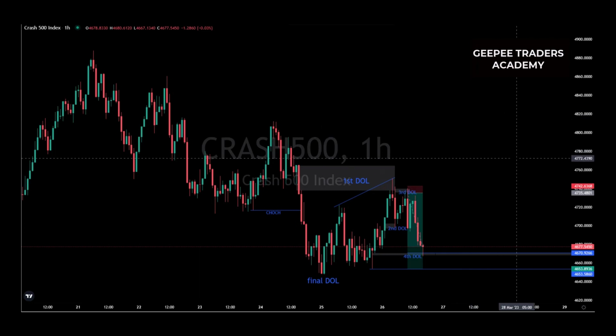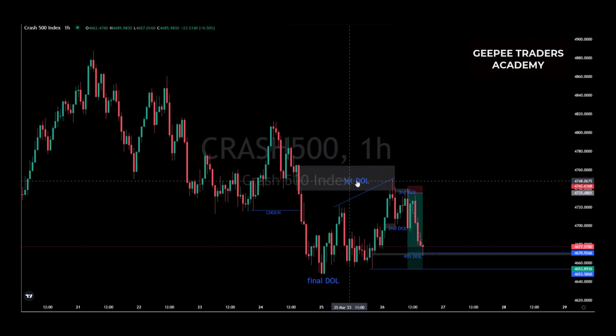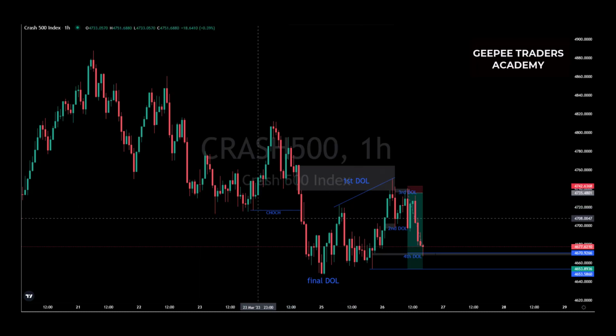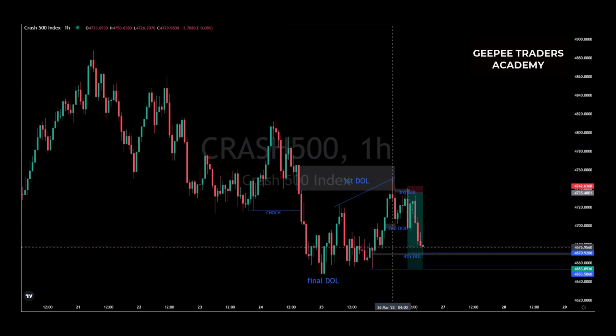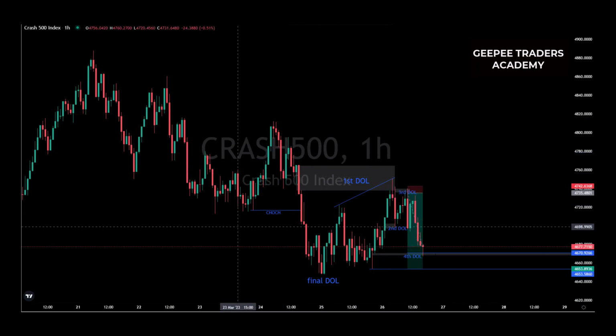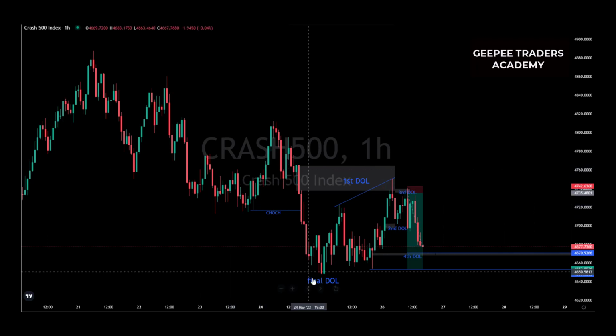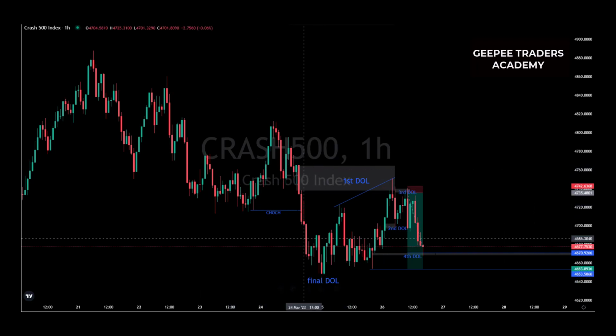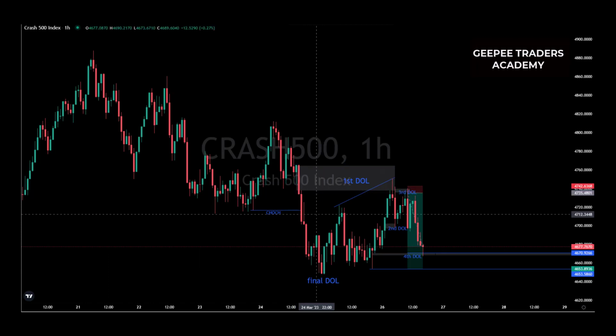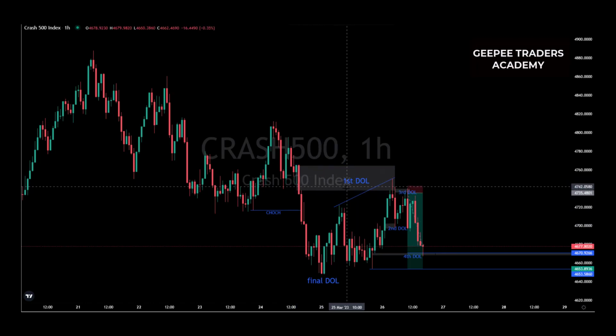Now, we have our first draw on liquidity. I won't be going to the daily time frame on this one because nothing really serious there, but we have a bearish bias on the daily time frame. So we have our change of character, which means we want to see more sell side movements, and we of course want to see a pullback into this fair value gap created above here. So this is our point of interest.